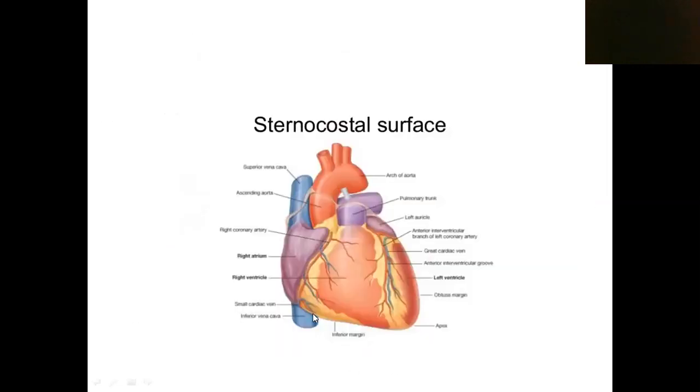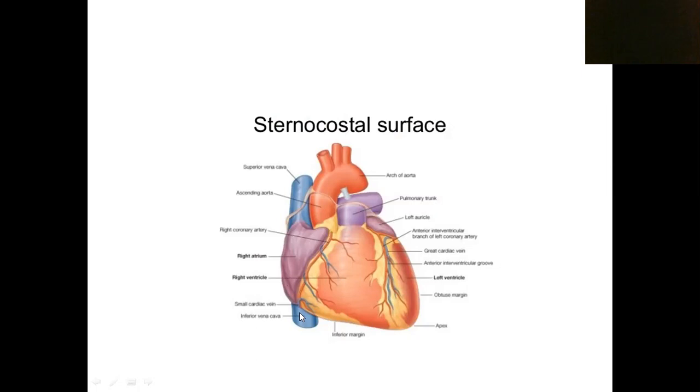Now see, this is the inferior border. This one is the right border. The right border is formed by the right atrium. Here comes the upper border. The upper border is formed by both right and left atrium. Then the right border is formed by the right atrium. Then the inferior border is formed by this right ventricle and this left ventricle. Only in the apex, see here, this inferior border is formed by the left ventricle.